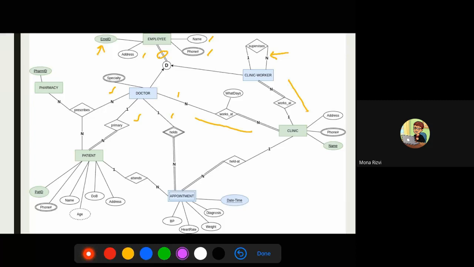that all employees are either a doctor or a clinic worker. And no employee can be both a doctor and a clinic worker. But there's no other employees in the database that aren't one of those two types. So it's a very common thing to find.